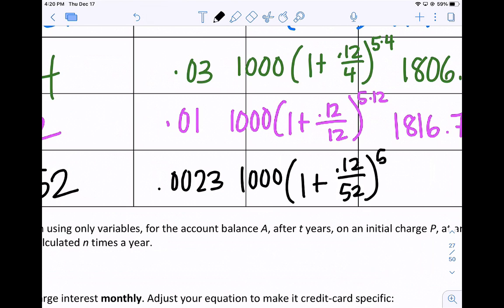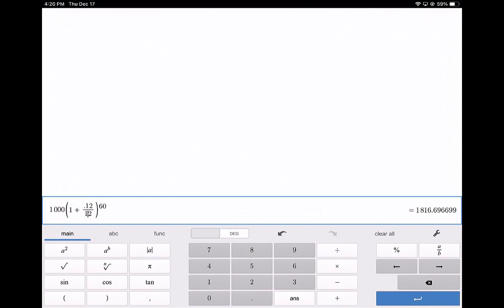But then we're doing it for 5 years times 52 weeks in a year. What is that? 5 times 52 is 260. Okay, so let's type that in. Now we're doing it 52 times a year, which means that over 5 years, it would be 260. So again, 52 weeks times 5 years is 260 weeks in 5 years, and it now is 1820.86.